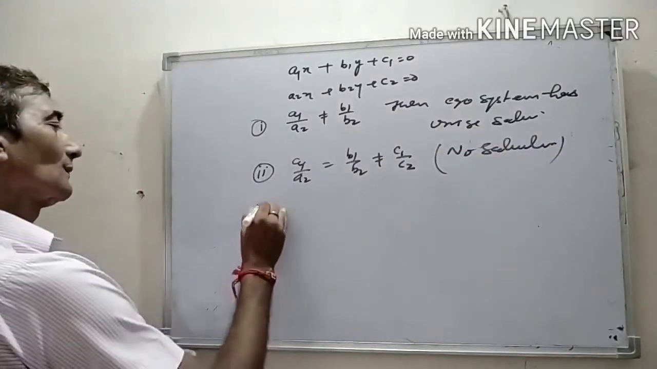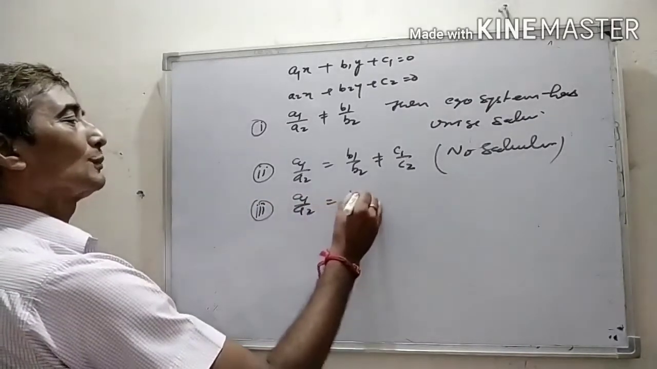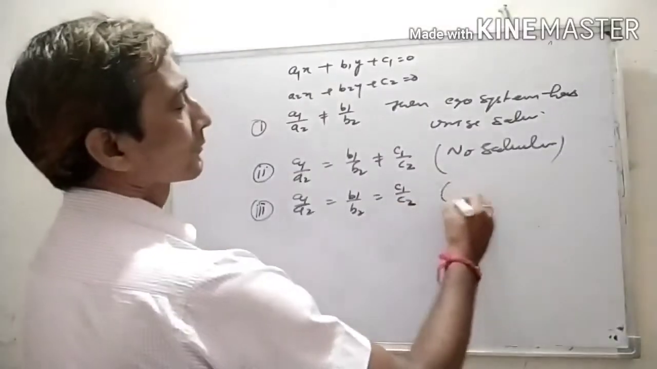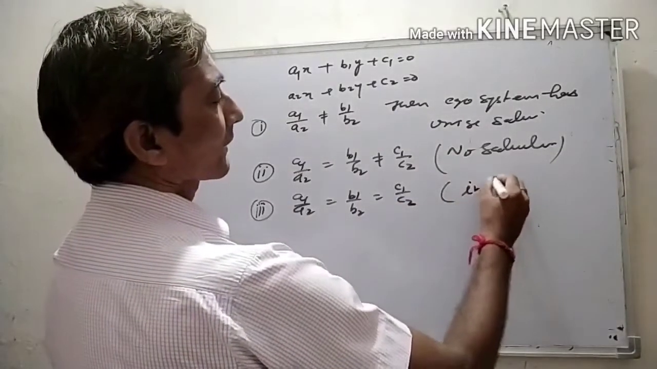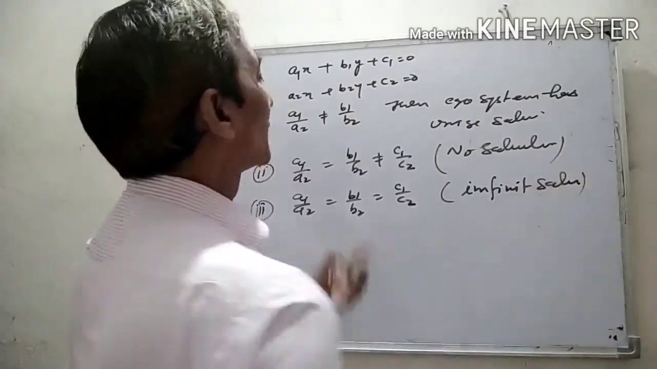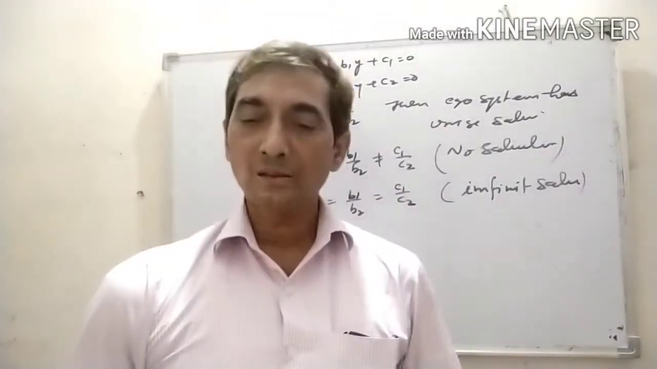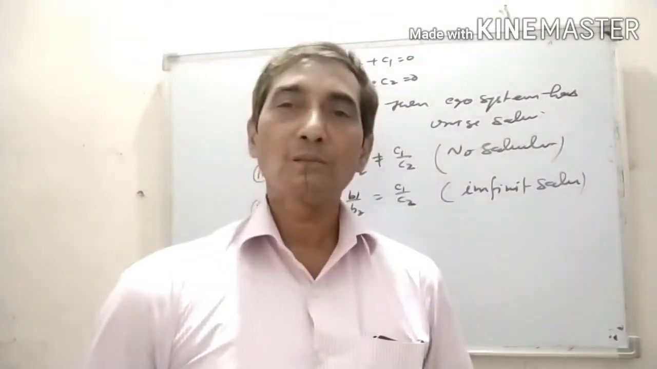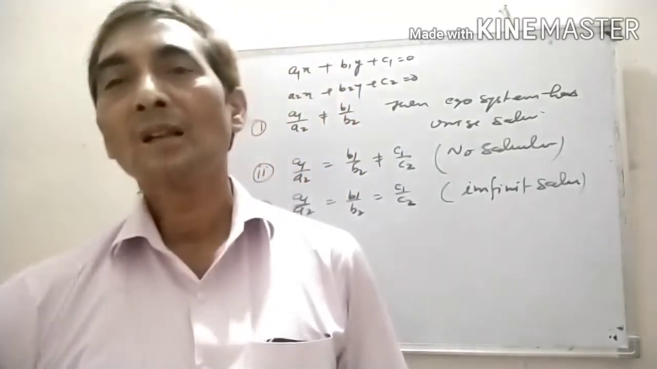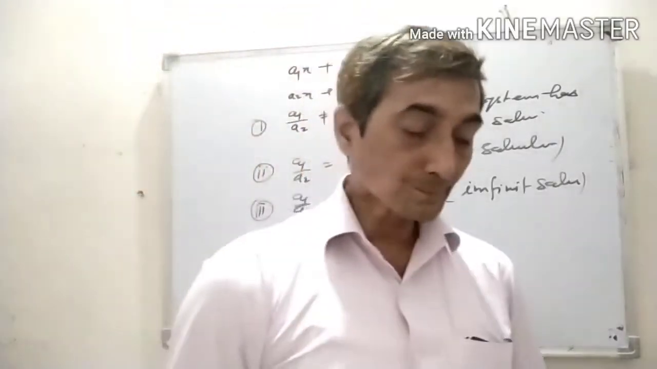And third, if a1 upon a2 equal to b1 upon b2 equal to c1 upon c2, there are infinitely many solutions. These are three conditions from which we can justify whether the given equation has a unique solution, no solution, or many solutions.